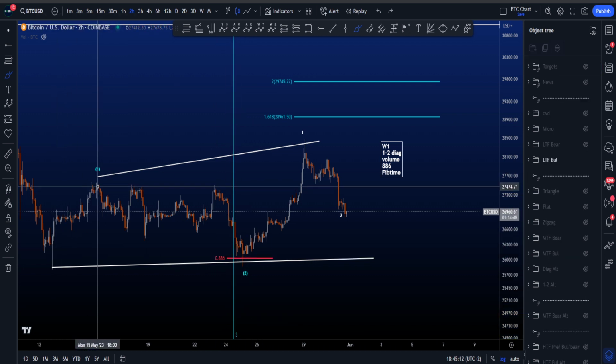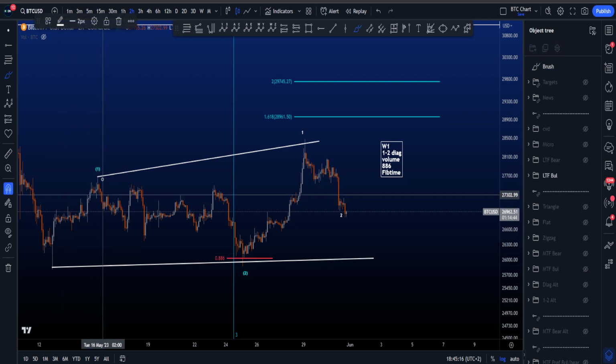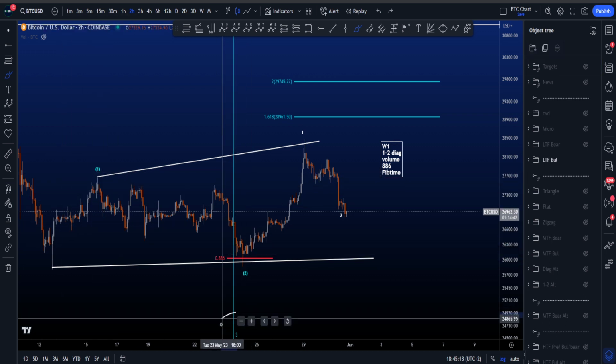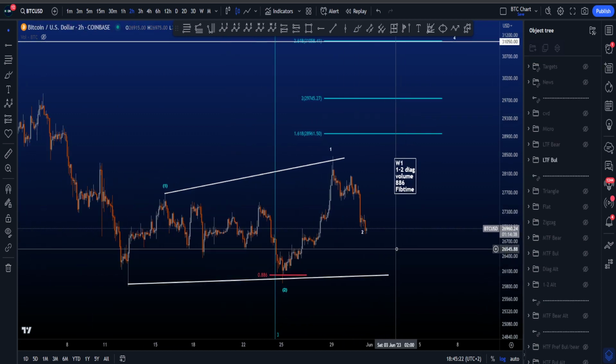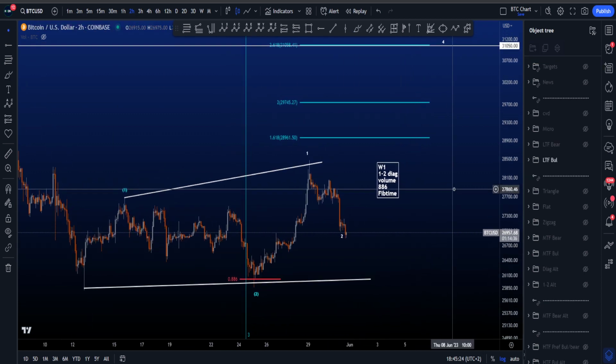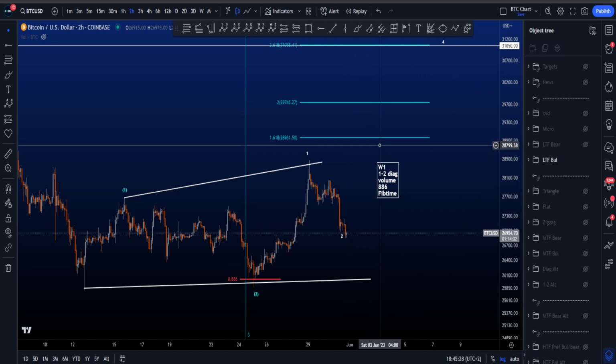Now, yes, of course, corrective structures can be longer in time compared to their impulsive structure, but for a wave 2, a 3 fib time is extremely rare as well. So those are the reasons why for me this scenario still feels like an alternative scenario. That doesn't mean, however, that we can't still find upside, as I will show you on the micro scenario.